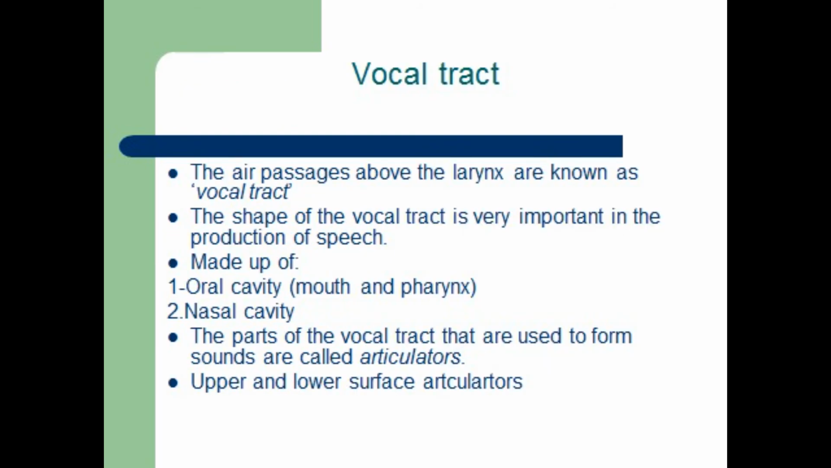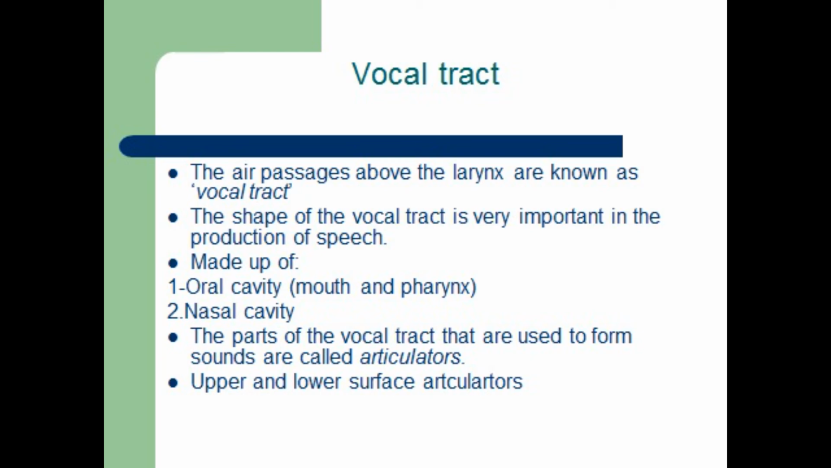Now we talk about the vocal tract. The air passage goes up the larynx, and the air passages above the larynx are called the vocal tract. The shape of the vocal tract is very important in the production of speech sounds. The vocal tract is made of, number one, the oral cavity, the mouth and the pharynx, and number two, the nasal cavity. The parts of the vocal tract that are used to form sounds are called articulators.